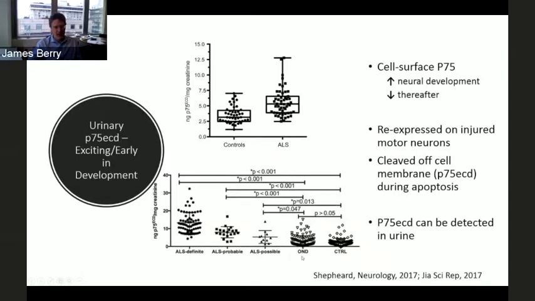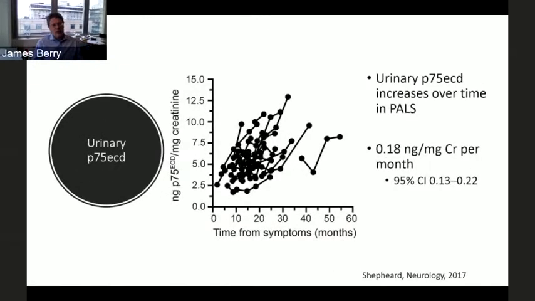And it's not as elevated in other neurologic diseases as it is in ALS. Now, following people over time in at least one experiment has shown that it increases over time. It's found in urine, and so when you do anything in urine, it's good to correct for creatinine. So here it's normalized to creatinine. And it goes up at a rate of about 0.18 nanograms per milligram creatinine per month.